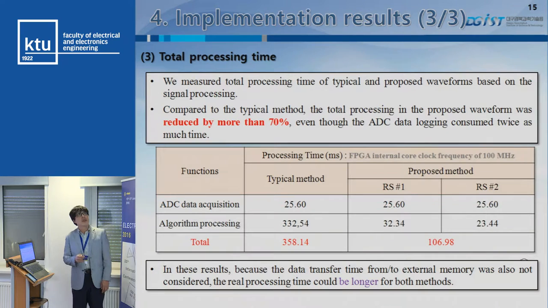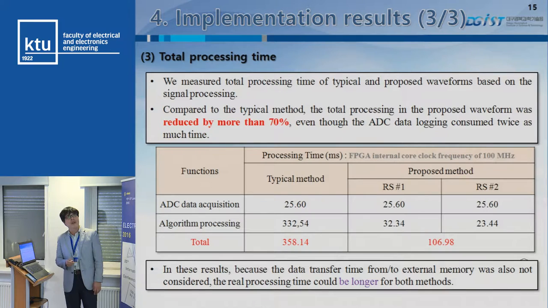Next is the total processing time. We measure the total processing time of typical and proposed waveforms based on the signal processing. Compared to the typical method, the total processing in the proposed method is reduced by more than 70%, even though ADC data logging consumed twice as much time.